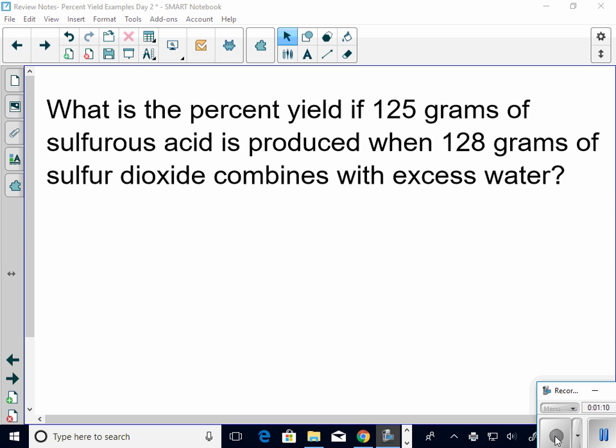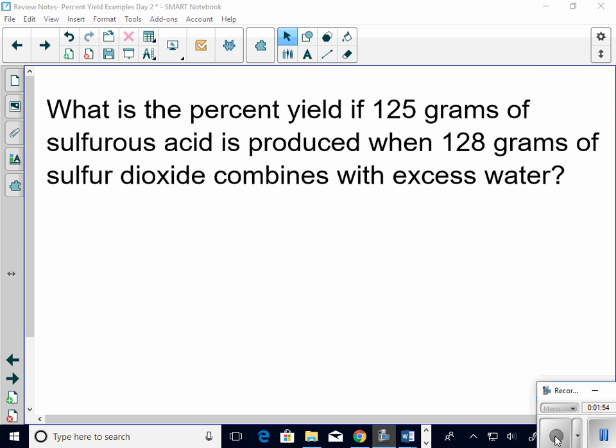The question states, what is the percent yield if 125 grams of sulfurous acid is produced when 128 grams of sulfur dioxide combines with excess water? Now, if you look at your reaction prediction help sheet, this is a combination reaction. If we have a non-metal oxide in water, it gives us an oxyacid. So this is combination reaction number 2.